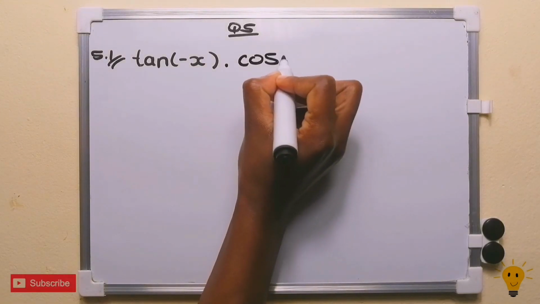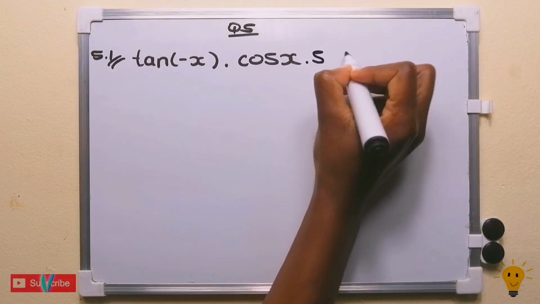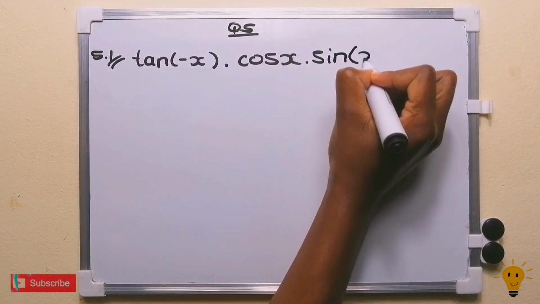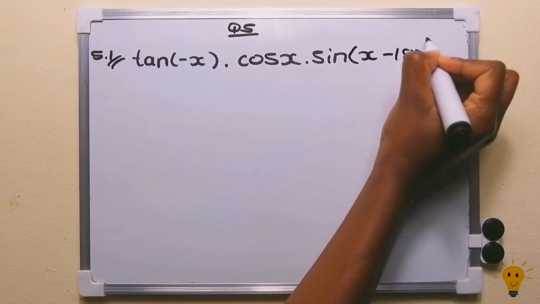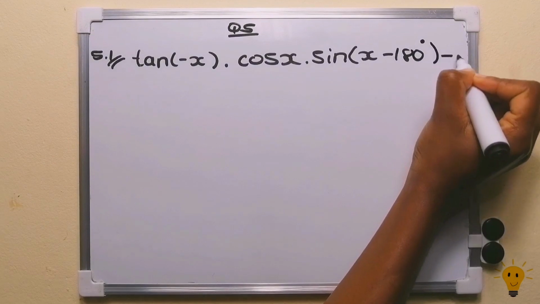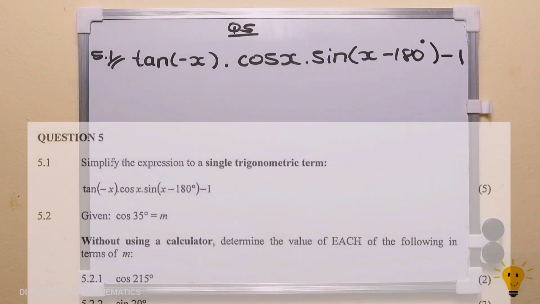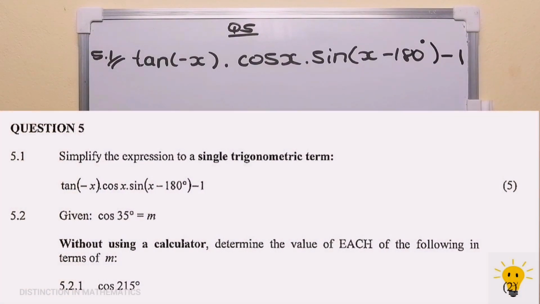So today we are looking at question 5 of the 2022 supplementary exam paper, where we look at questions that can be solved by the use of a right angle triangle. And we're also going to include 5.1, which is simplify the expression to a single trigonometric term.